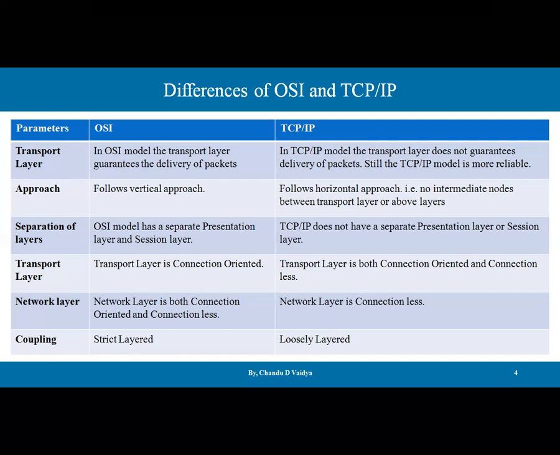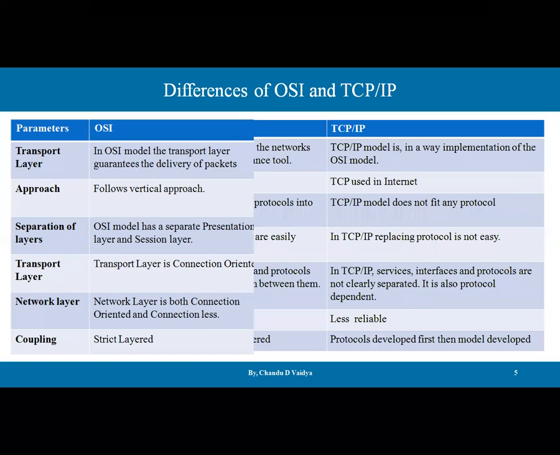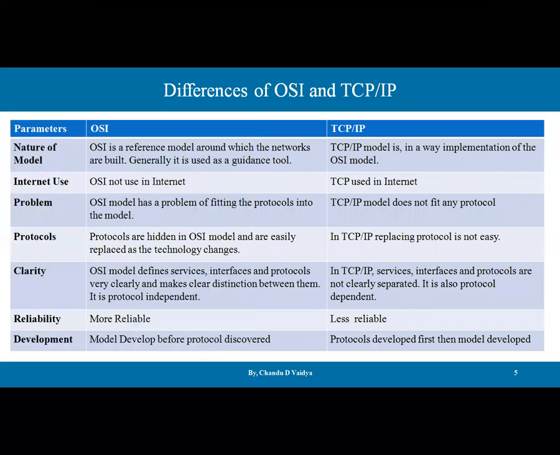The next difference is on the basis of coupling. All the layers are strictly coupled, whereas TCP/IP is loosely coupled, or loosely layered, we can say. Another difference is the nature of the model. The OSI is a reference model around which networks are built. Generally, it is used as a guidance tool. But the TCP/IP model is an implementation of the OSI model, so it is generally used more widely. Internet use: OSI is not used in the internet, whereas TCP/IP is used in the internet.